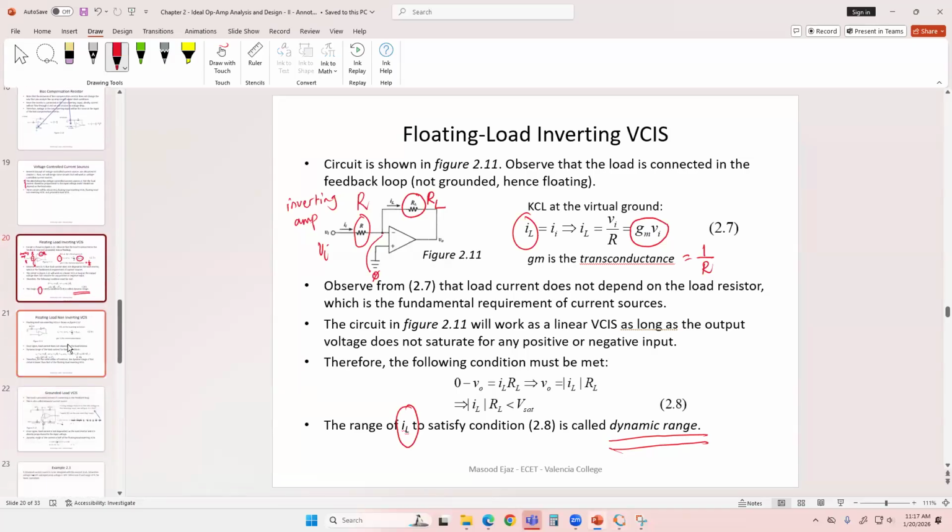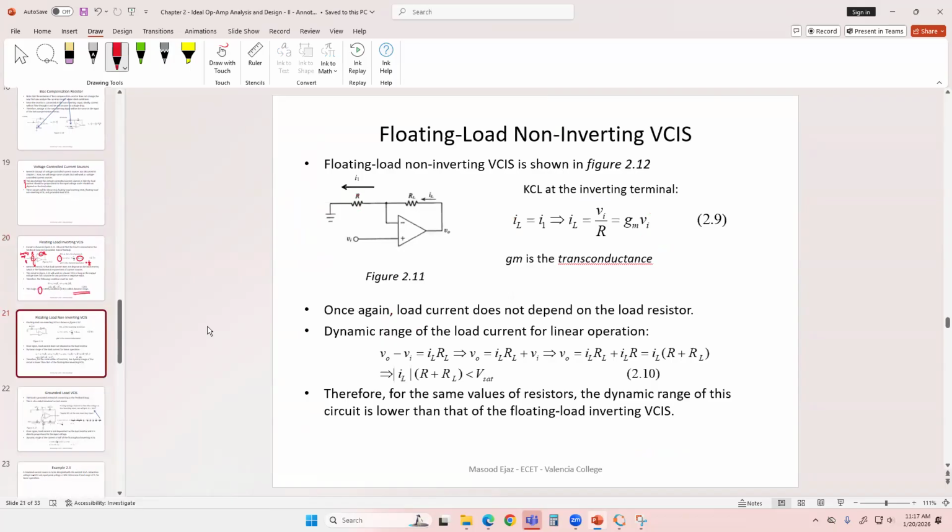The second circuit we're going to look at is the floating load non-inverting VCIS, voltage controlled current source. Floating load non-inverting is the same circuit as the non-inverting amplifier, as you can see. Again, we are just going to look at this circuit from a different perspective, from the perspective of a current source, a voltage controlled current source. And again, we are assuming here that the feedback resistor is our load resistor. This is the load resistor, which is in the feedback loop. And this resistor is simply R.